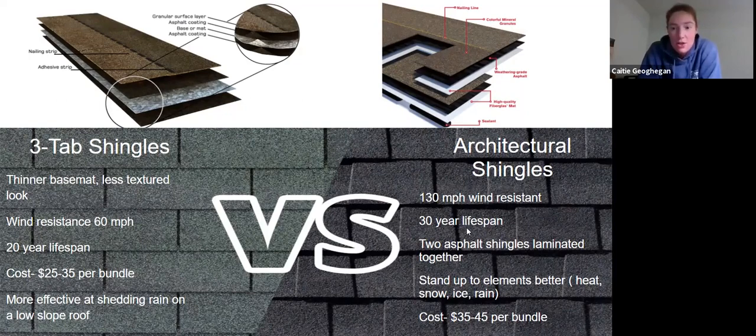It also lasts longer, it also costs more. That's kind of how it goes, right? So our 3-tab shingles have a 20-year lifespan and cost about $30 for a bundle of shingles, whereas our architectural last 30 years and they're about $40 per bundle.